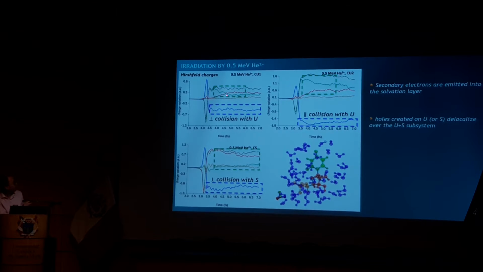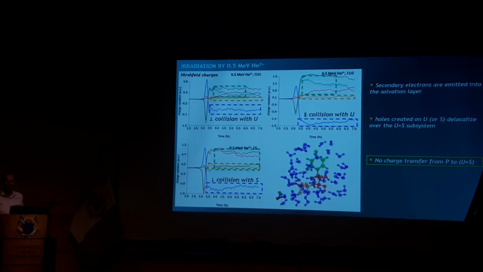What we see also is that, so this is an ionization mechanism, but after a few femtoseconds, we see the charge on the base going down, the charge on the sugar going up. So it means that there is a charge transfer still at fixed nuclear position between the base and the sugar. And this is seen in all cases.